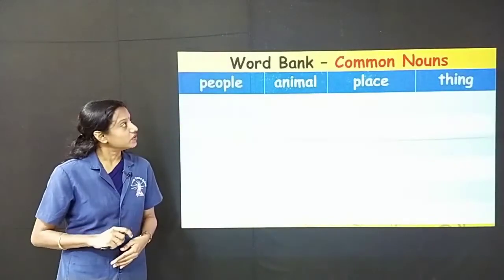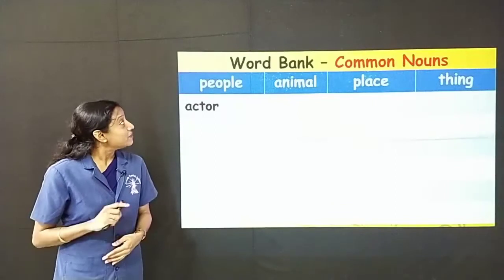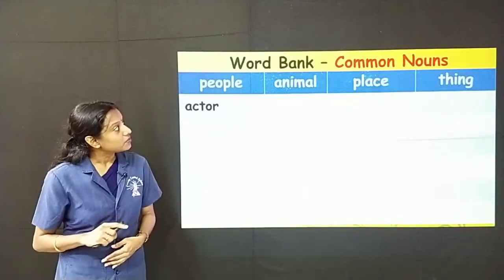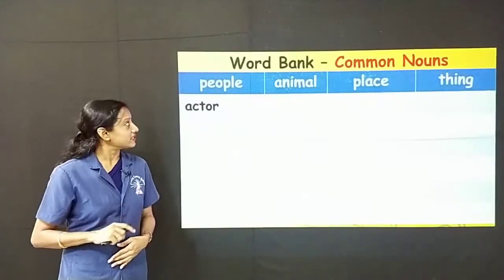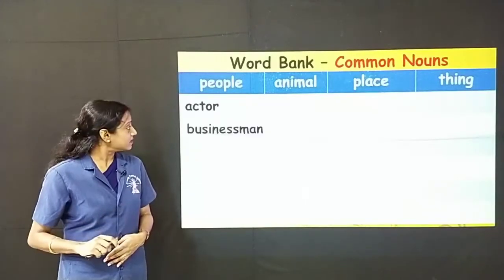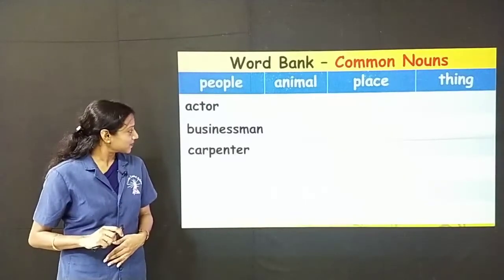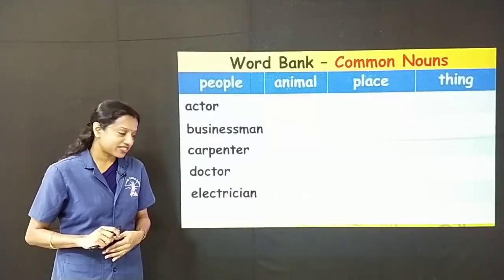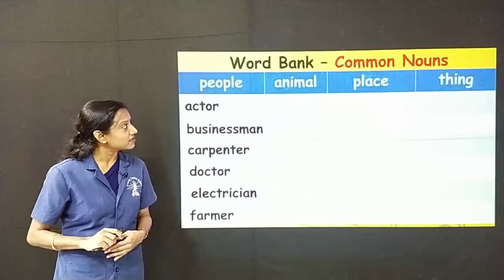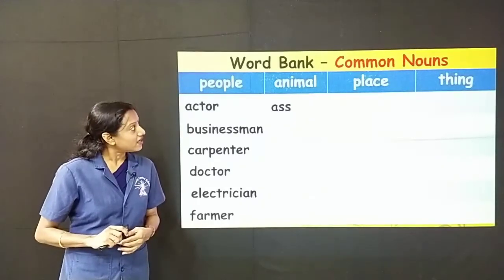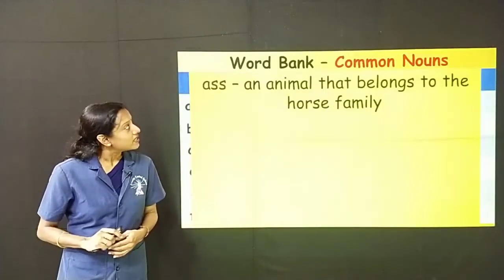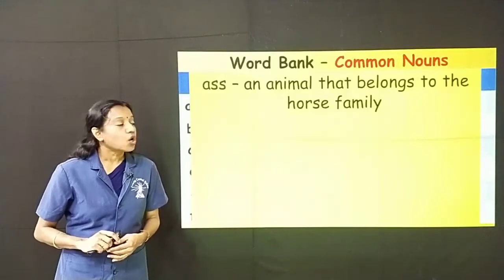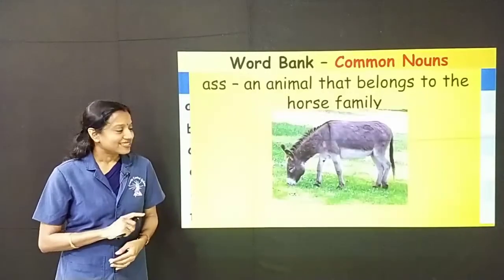Now let's look at the word bank, children. People here, people, animal, place and thing. So the first category, people, begins with actor, businessman, carpenter, doctor, electrician and a farmer. Animals, ass. It's an animal that belongs to the horse family. That's the ass.